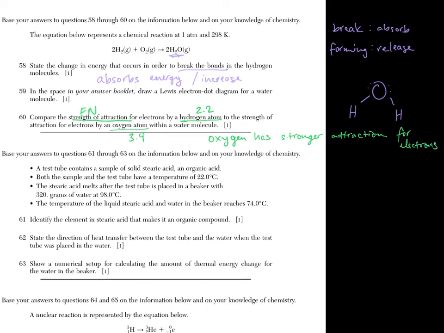Okay. All right, number 61 to 63. We had to identify the element in stearic acid. Wow, that was a struggle. That makes it an organic compound. So any compound that has carbon will automatically be deemed organic. So carbon.